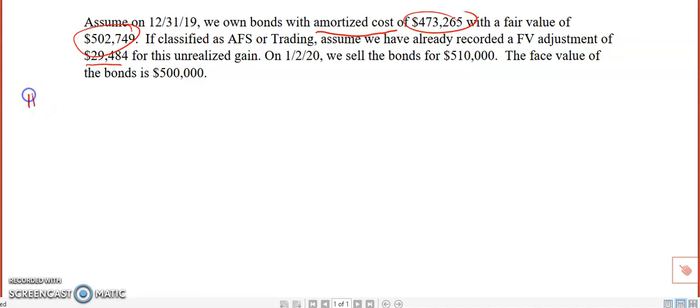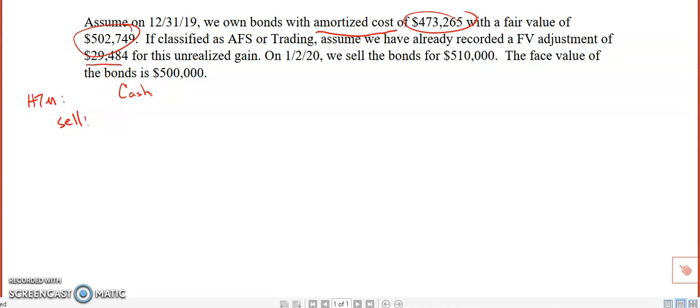We'll start with held to maturity. Remember, with held to maturity, there's only one journal entry when you sell it. When we get to trading, there will be two. When we get to available for sale, there'll be three. If you struggle with journal entries, just think about what's going on here. I'm selling something, so I'm getting cash for that.